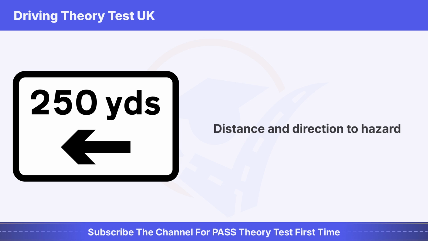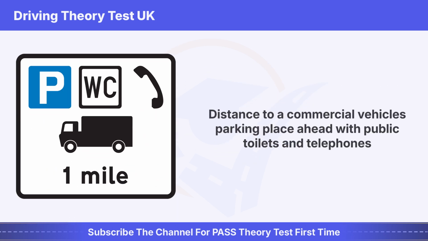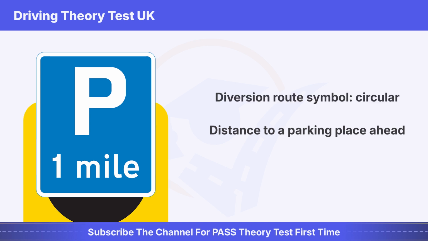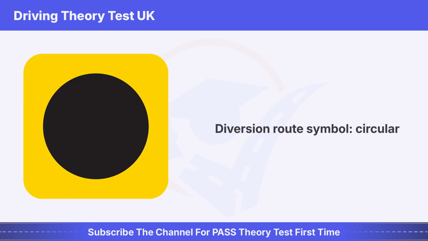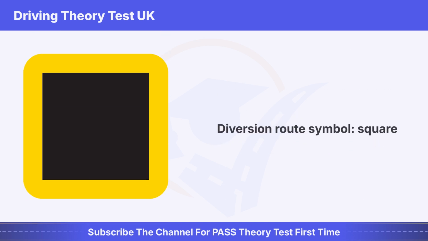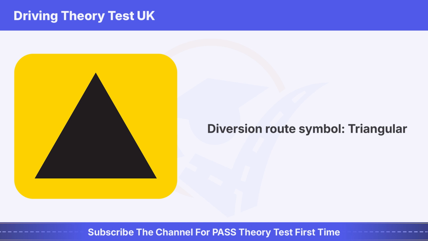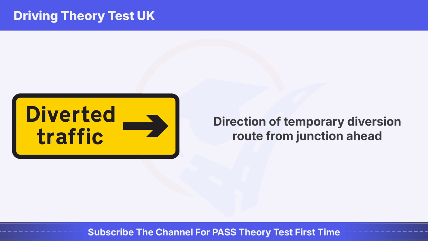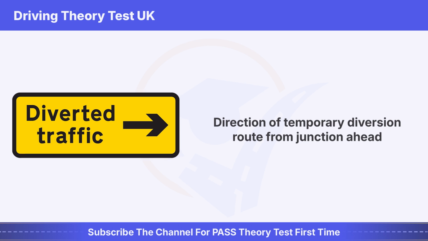Distance and direction to hazard. Distance to a commercial vehicle's parking place ahead with public toilets and telephones. Distance to a parking place ahead. Diversion route symbol, circular. Diversion route symbol, square. Diversion route symbol, triangular. Direction of temporary diversion route from junction ahead.